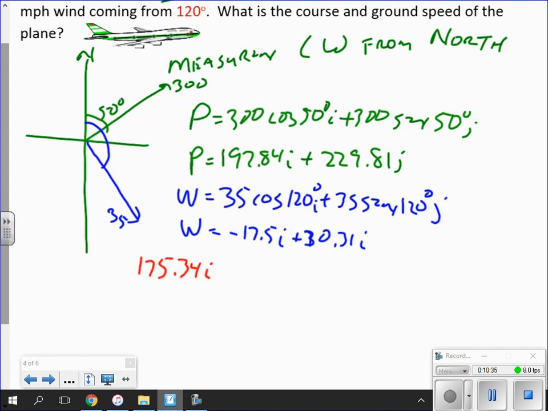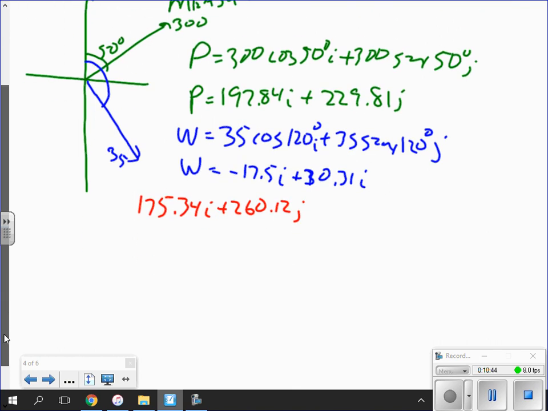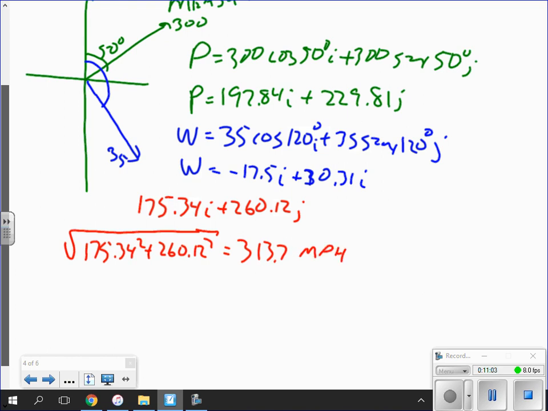175.34 I plus 260.12 J. That's the resulting vector. So let's find the magnitude of that. 175.34 squared plus 260.12 squared, the square root of that is equal to 313.7 miles per hour. So that's the ground speed, the equivalent ground speed.